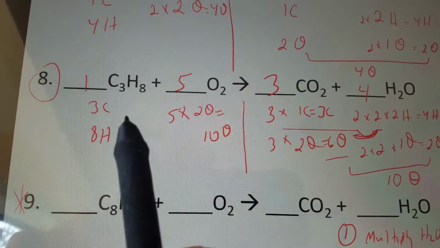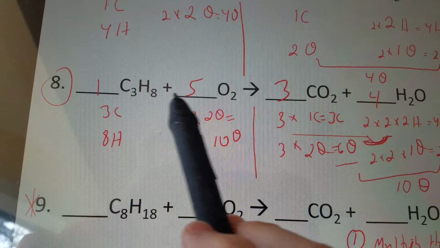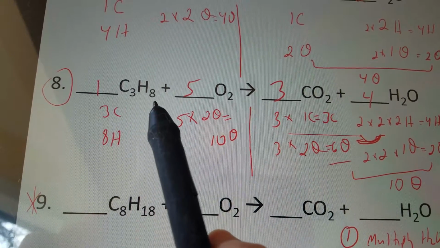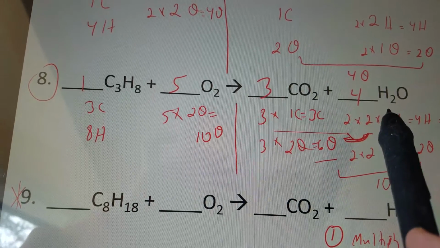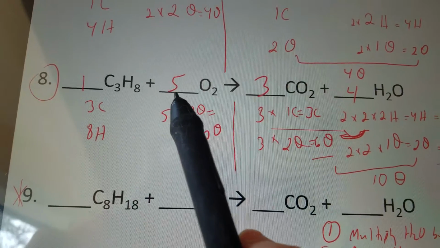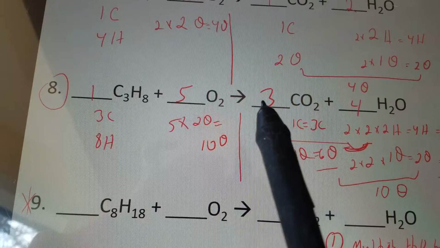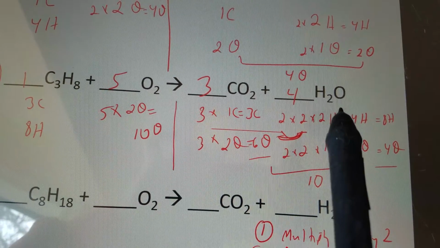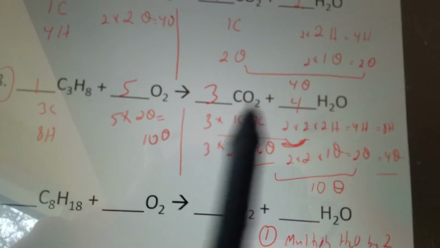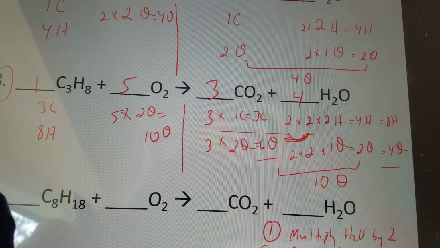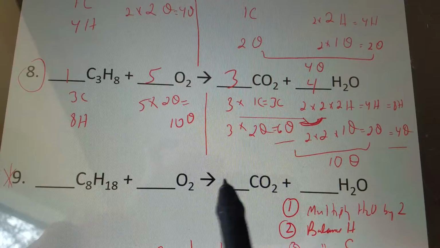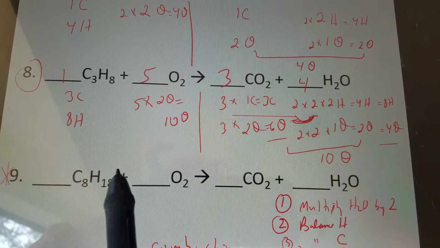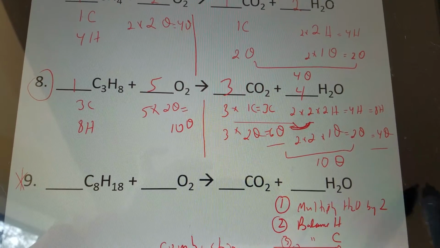Again, you can go back and check. So I have 1 times 3 gives me 3 carbons, 3 times 1 gives me 3 carbons, 1 times 8 gives me 8 hydrogens, 4 times 2 gives me 8 hydrogens, 5 times 2 gives me 10 oxygens, 3 times 2 is 6 oxygens, plus 4 times 1 is 4, so 6 plus 4 gives me 10 oxygens. So try number 9 for yourself, and then in the next video I will go through and work this one with you if you have questions.